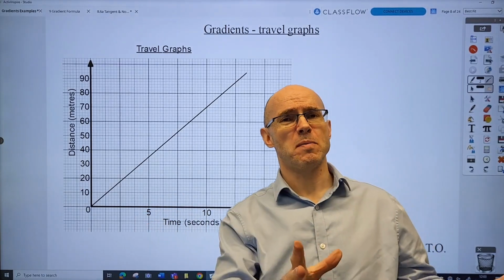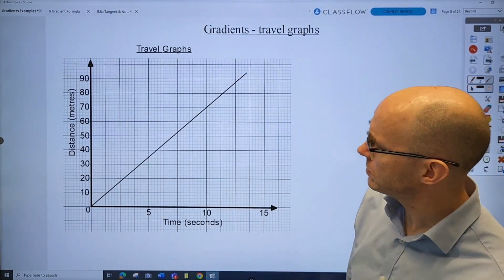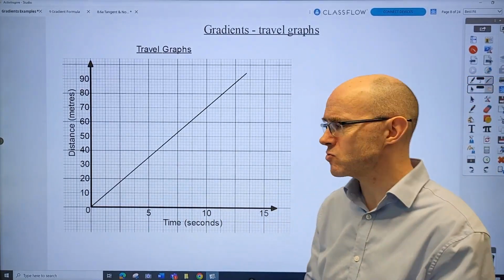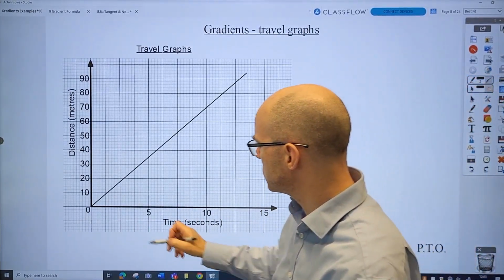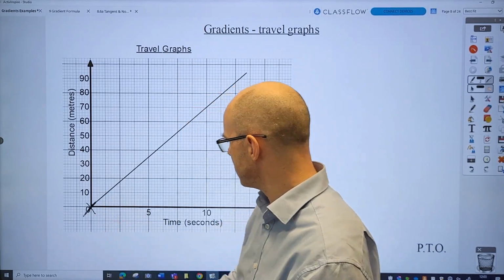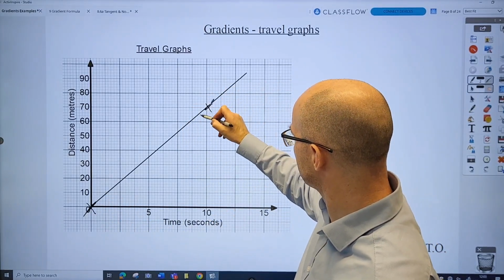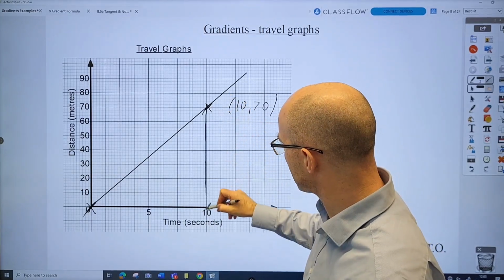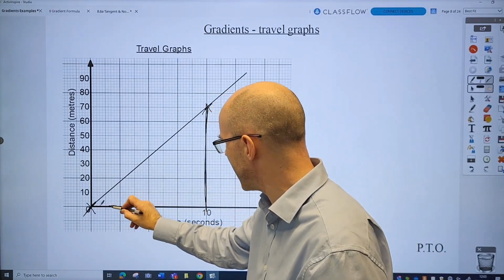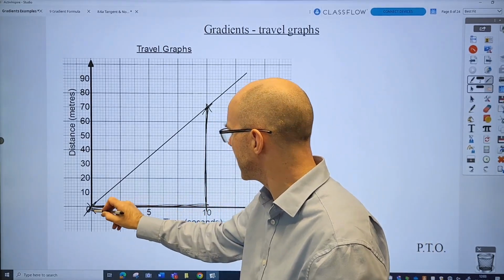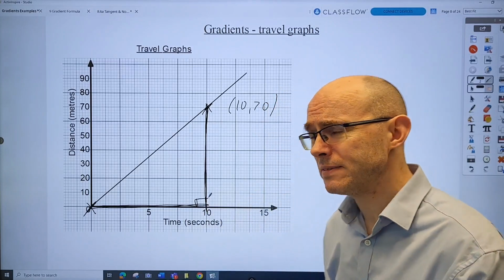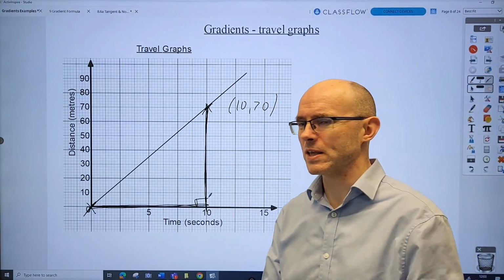Travel graphs, you've probably seen these already. Travel graph, so distance travelled in time, seconds. What would happen if we work out the gradient between 2 points? I'm going to choose 2 simple points, like here, 0, 0, and here, 10, 70. What I'm thinking about is how do we work out the gradient between those two? How steep is that graph between here and here? Maybe you can do it already. Maybe somebody got the answer already. Hold on to that thought.